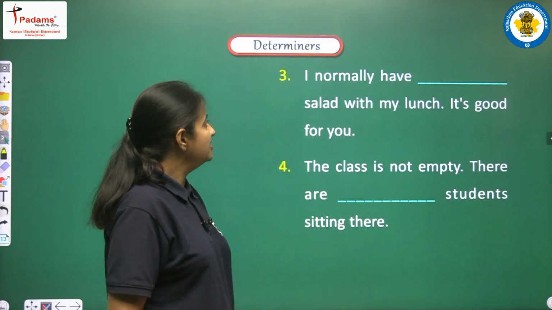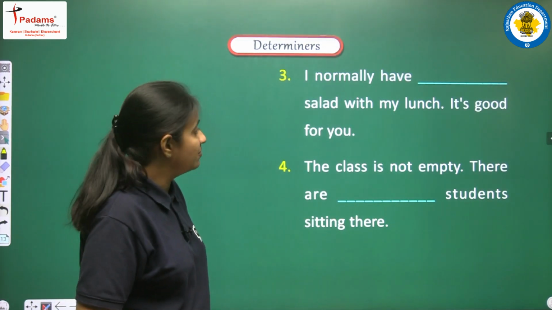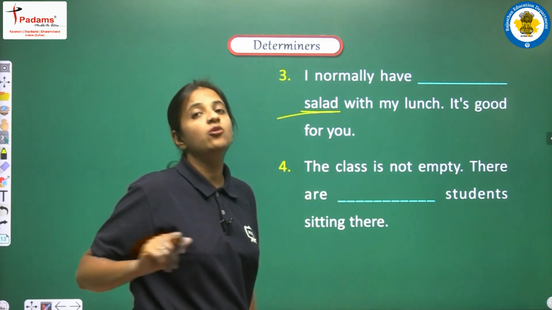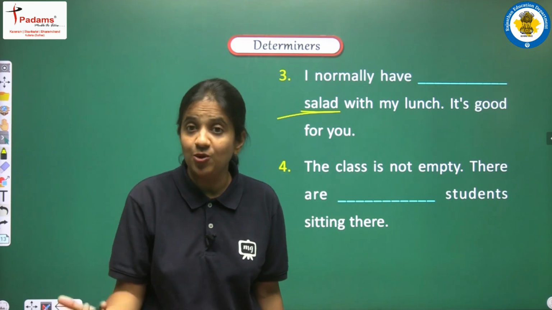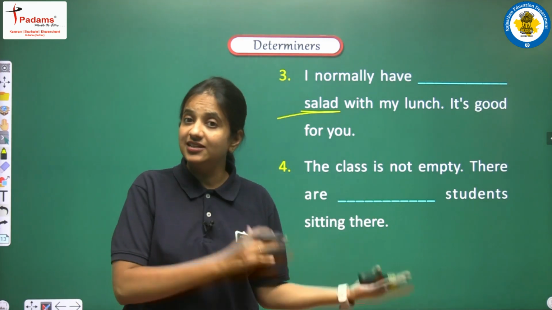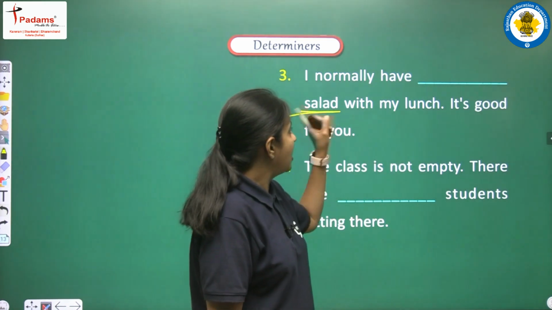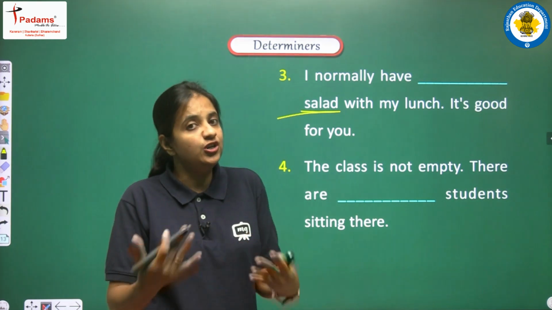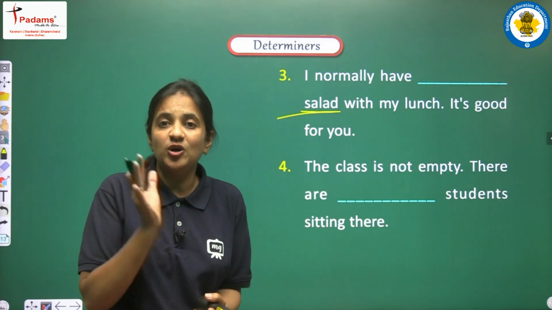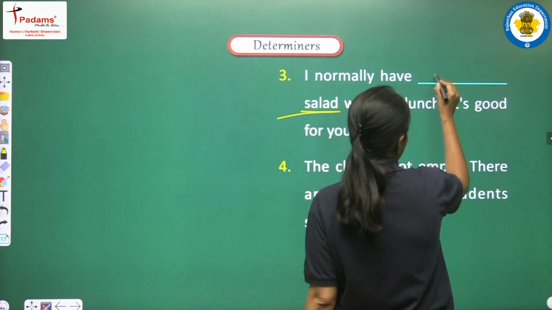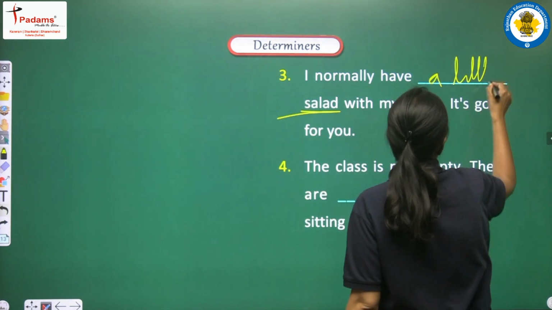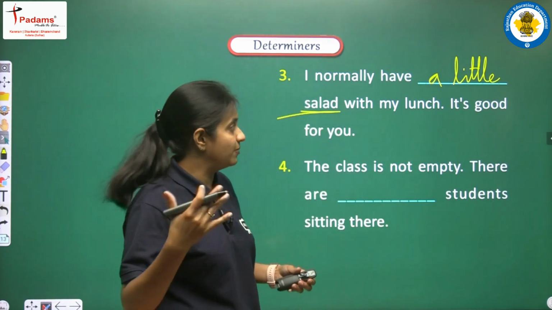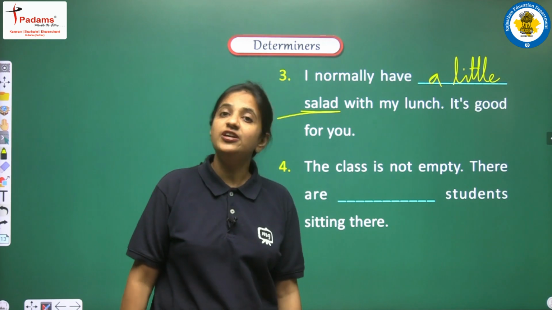Moving on, next: I normally have salad with my lunch. It's good for you. So again, first of all, let's identify the noun: salad. Salad is an uncountable noun. So again, we have to use the little family. We are saying that I normally have salad, and why? Because salad is good for health. It's good for you. So we are trying to show positive meaning, and for that, again, we have to use a little. The sentence will be: I normally have a little salad with my lunch. Why? Because it's good for you.